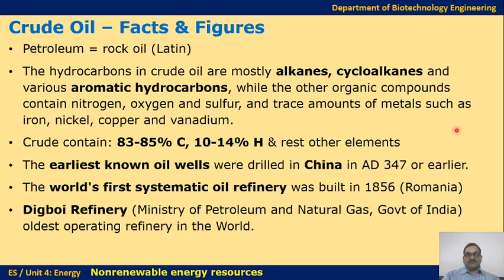So let's look into some facts and figures for the crude oil. Petroleum oil is also called rock oil, which is from Latin. The hydrocarbons are mainly alkanes, cycloalkanes, and aromatic hydrocarbons. Mainly it is made up of carbon, around 85%, and nearly 10% hydrogen. Oil was known long ago in China, but the systematic recovery using a refinery was built in 1856 in Romania. In India, the Digboi refinery in Assam is the oldest operating refinery in the whole world.